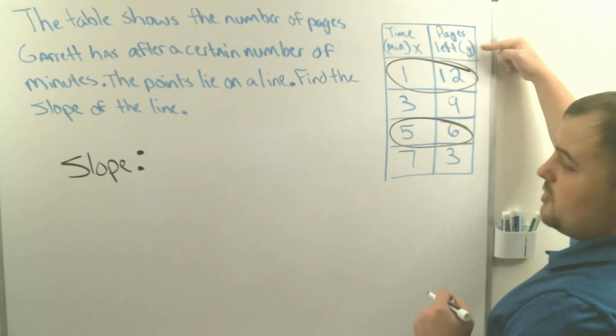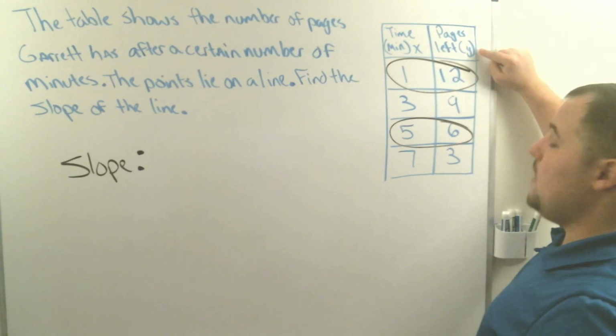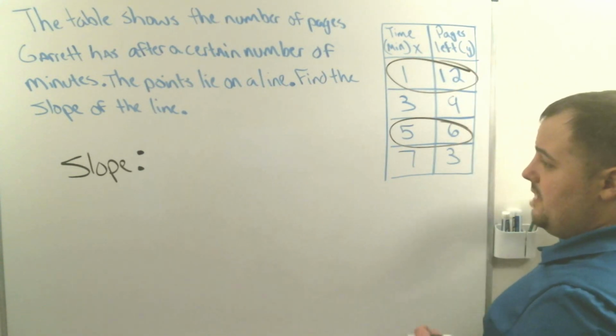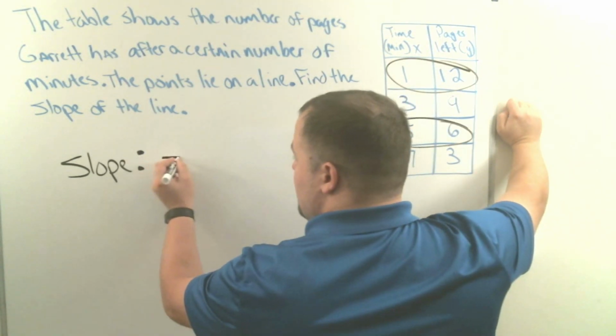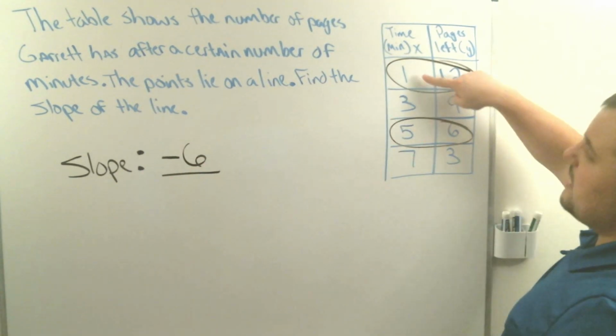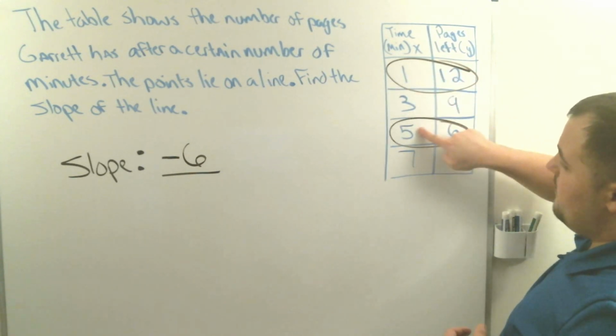So first thing we do is we find the change in the y, because that's the vertical change. So the y side is on the right. It's going from 12 to 6. So the change on the y side is 6. And now we've got to find the change in x. Well, it's changing from 1 to 5.